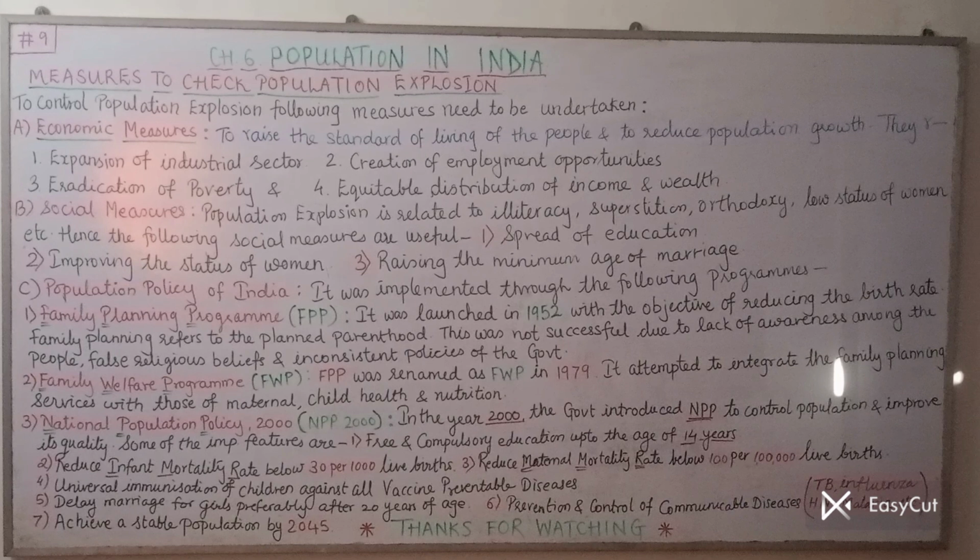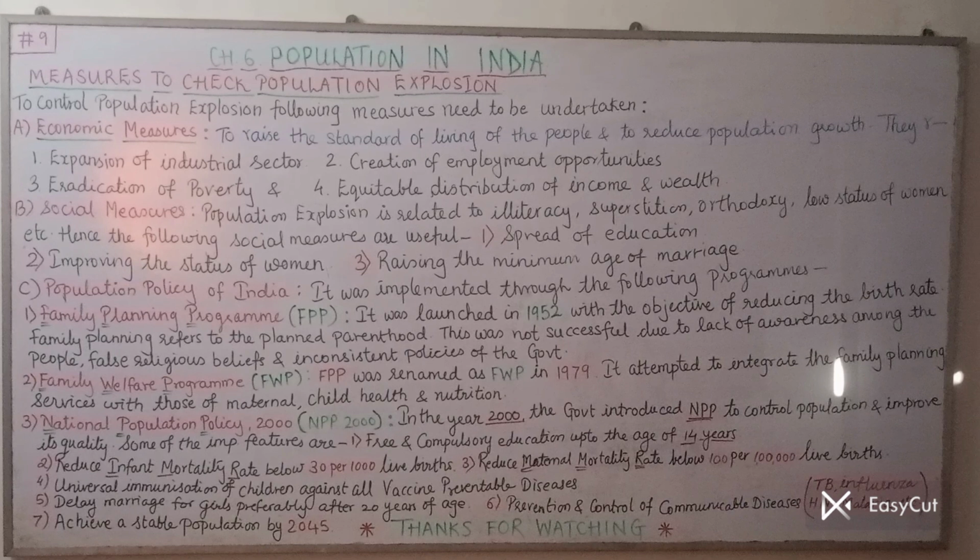They should first assess whether they will be able to take care of the children emotionally, financially, in all the areas, by all the means. So that is what planned parenthood is. That means a child should be born by choice and not by chance. But this policy, this FPP, family planning program, was not successful due to lack of awareness among the people, false religious beliefs, different beliefs. Moreover, inconsistent policies of the government. Even the government failed on its part in implementing this FPP.